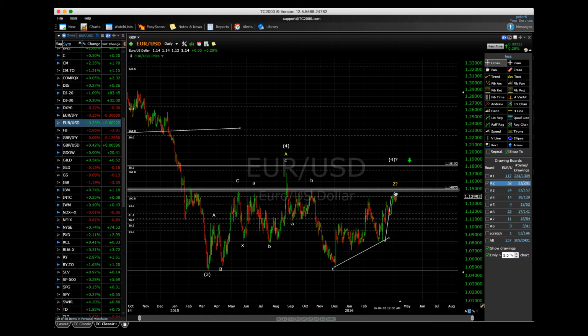Where it's going to end is the big question. For a while I'd had this in a triangle. Well, it burst through the triangle, but it's moving very slowly. And I've now got this as a possible second wave.